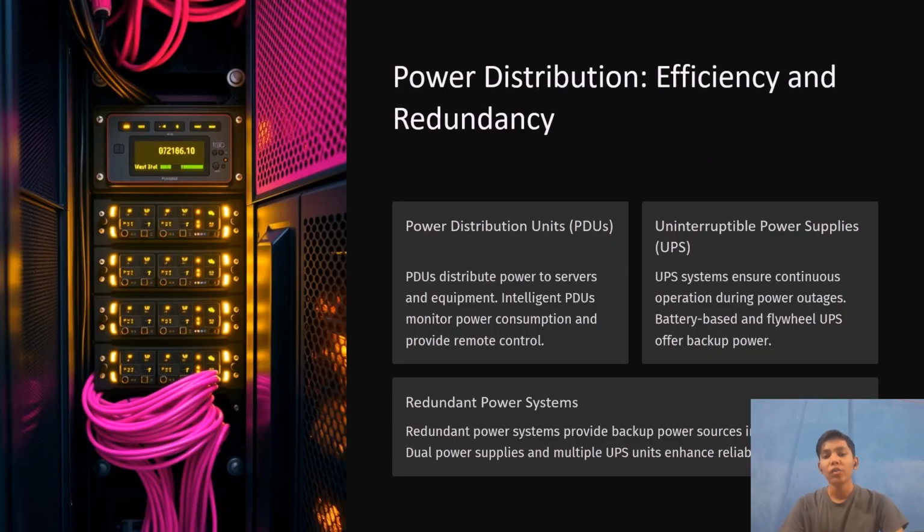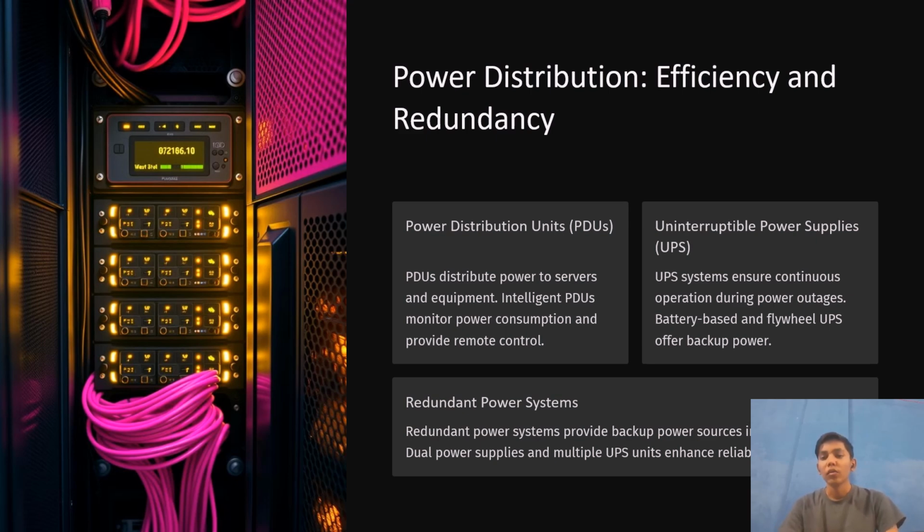Next, power distribution, efficiency, and redundancy. So there are three types: PDUs, UPS, and redundant power systems. PDUs distribute power to servers and equipment. Intelligent PDUs monitor power consumption and provide remote control. So it means that the distribution of power is controlled by the PDUs, and the intelligent PDUs monitor and provide remote control.